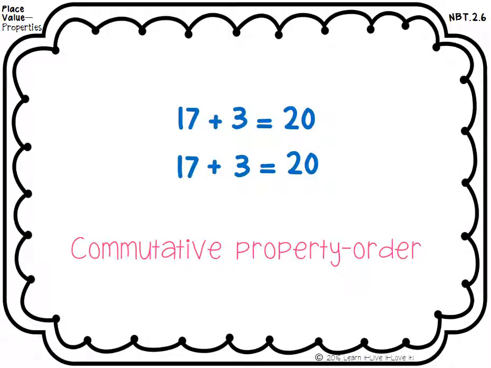Okay, first property we're going to talk about is the addition property, or addition properties. The first one, if you want to find the sum of 17 and 3, you can just change the order of the addends. When you change the order of those addends, you're still going to get the same sum, and we call that the commutative property. Everybody say commutative with me? Commutative. All right, next property.